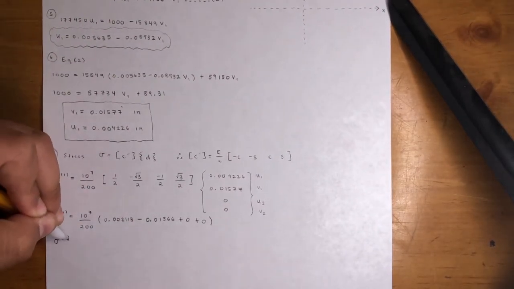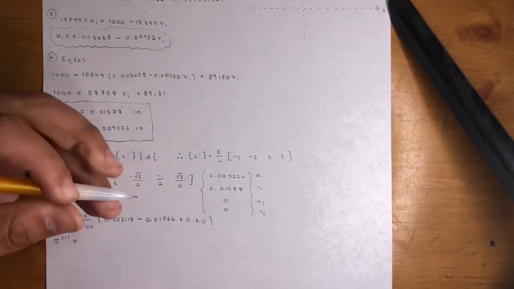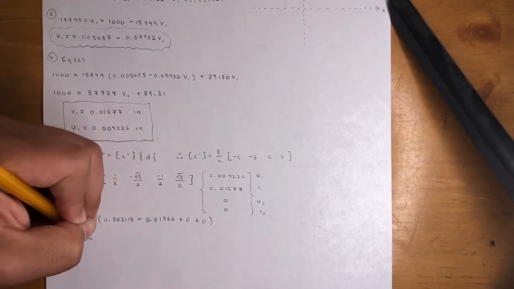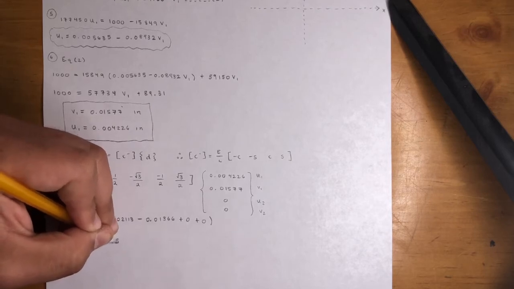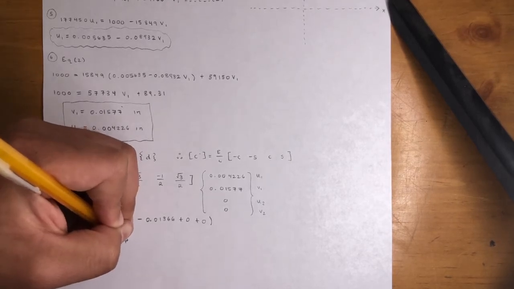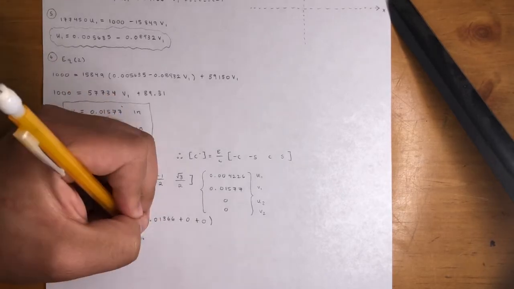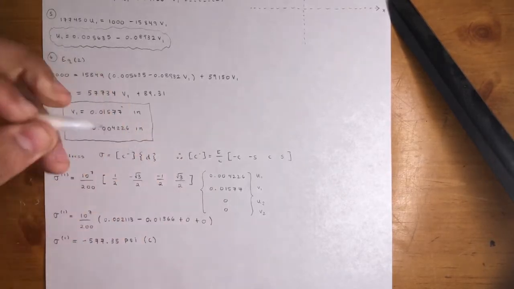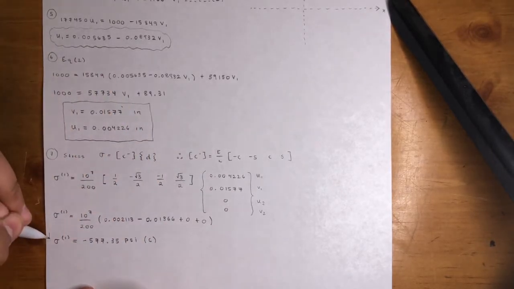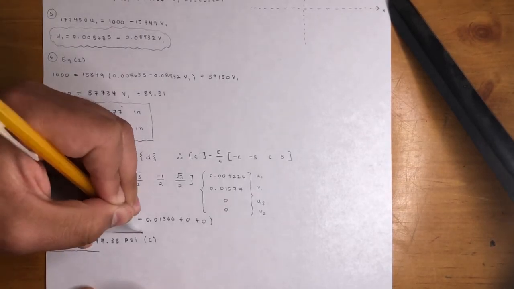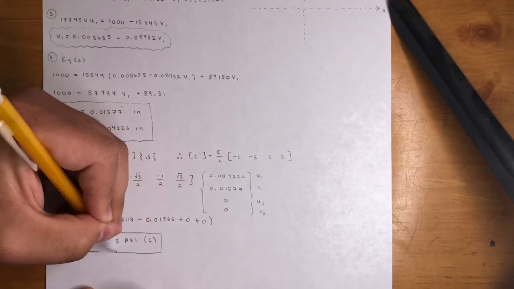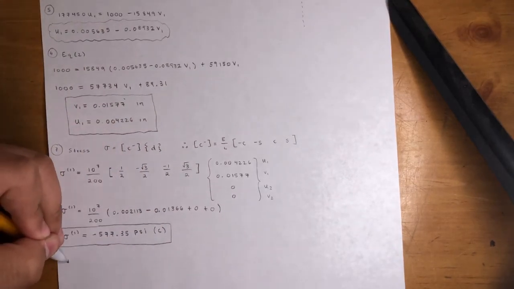There you go. Do the math. Sigma 1 is equal to negative 577.35 psi. So that means it's in compression, okay? Compression. It's a negative. So that means you are compressing this thing. So that's the answer to the first stress. And you just pretty much repeat the process for the other two, right? It's the same formula. Properties different.